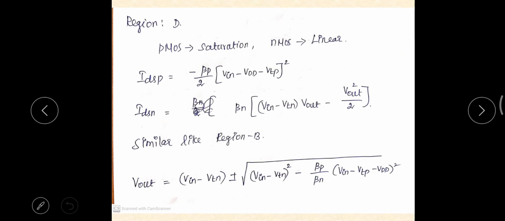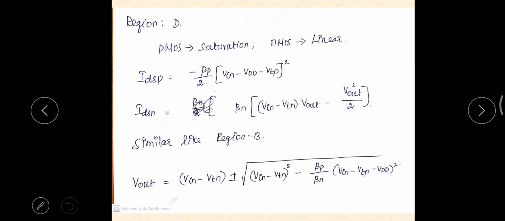And the next is region D. Region D is where your PMOS is operating in saturation and NMOS is operating in the linear region. Once again I will say the procedure, just follow it similarly to region B. Take the PMOS saturation current and the NMOS linear current equations, equate their magnitudes and deduce the Vout expression. So you have to write Vout in terms of Vin. Now you can derive this expression on your own, similar to region B.